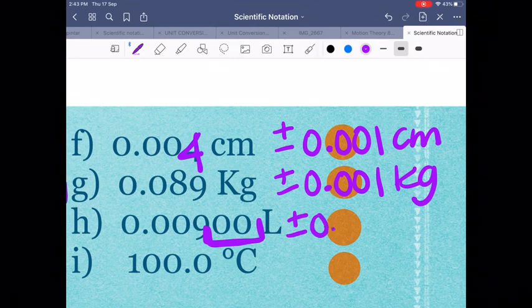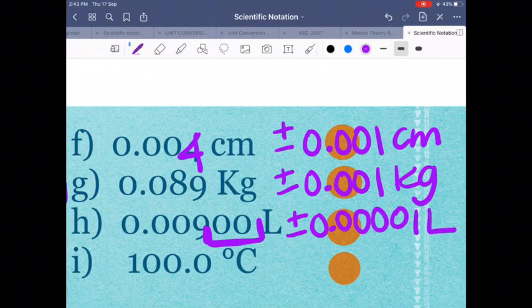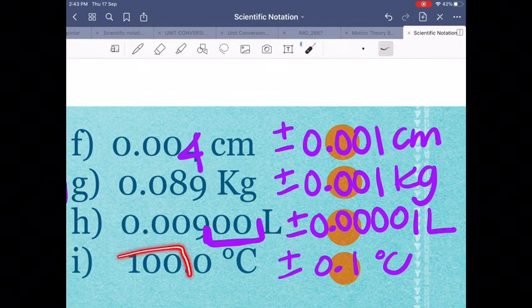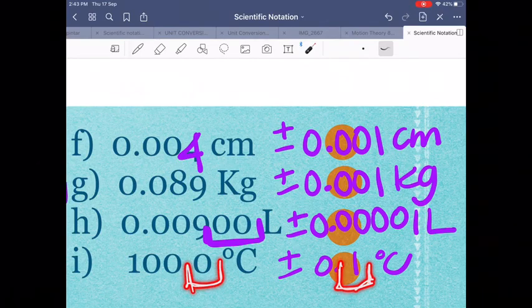Plus minus 0.12345 liters. And in the next one, plus minus 0.1 degrees Celsius. In this one, even though I finished with a whole number, this one was significant, so that's why I decided to add this.